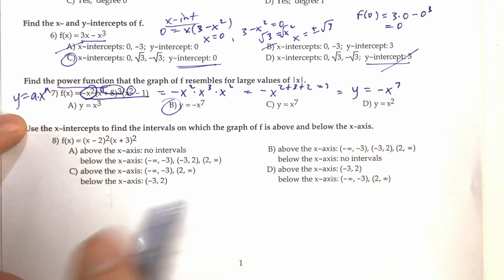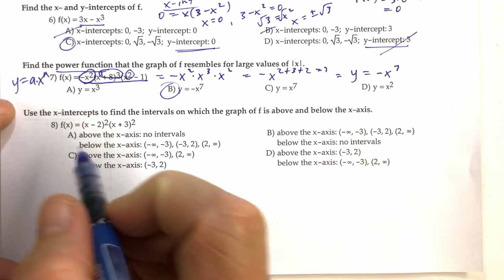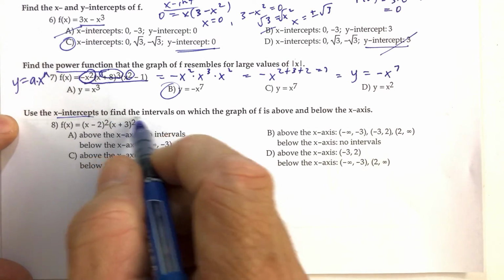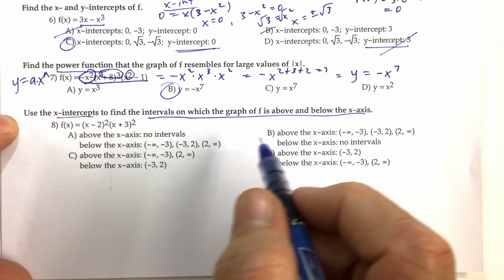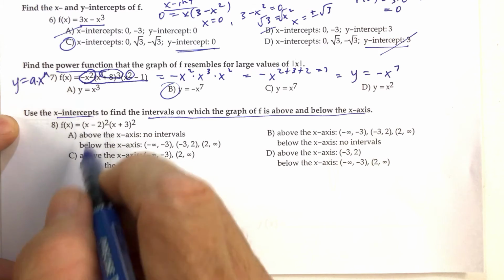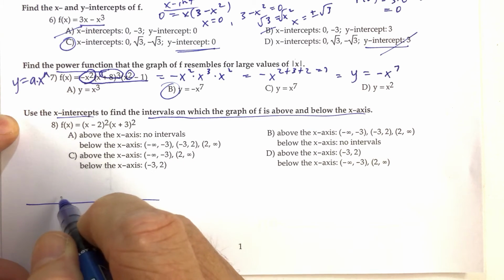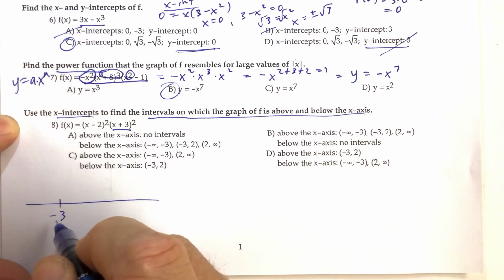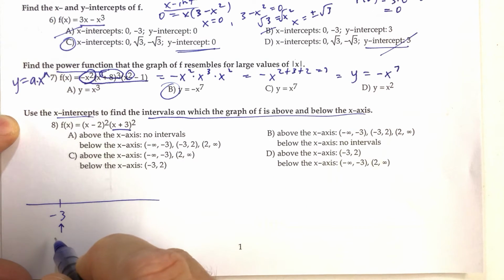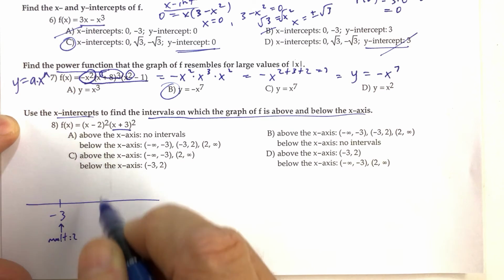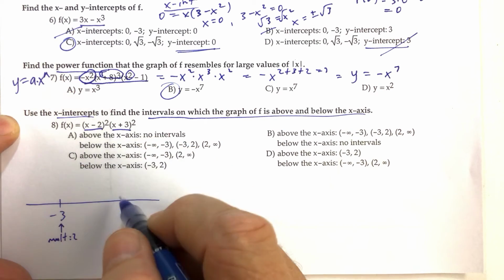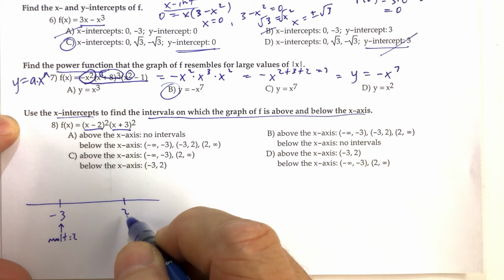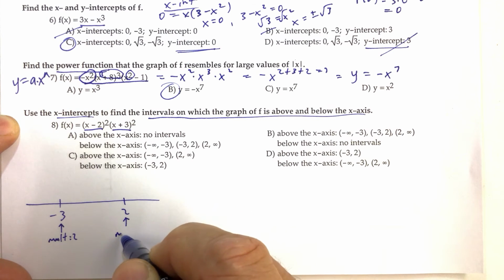And then finally, to round out this first page, we've got x-intercepts. Use the x-intercepts to find the intervals in which the graph is above or below the x-axis. Okay, so if I plot the x-intercepts, I know since x plus 3 is a factor, that means that x equals negative 3 is a 0 of multiplicity 2. And since x minus 2 is also a factor, that means that 2 is a 0 also with multiplicity 2.